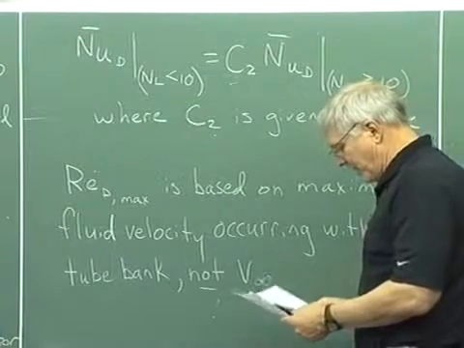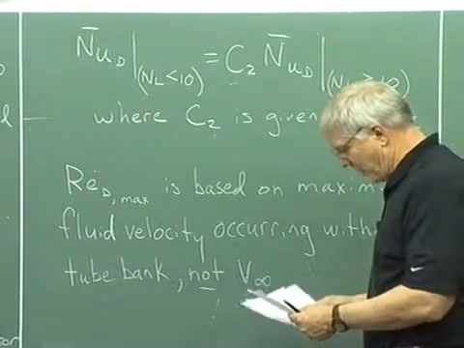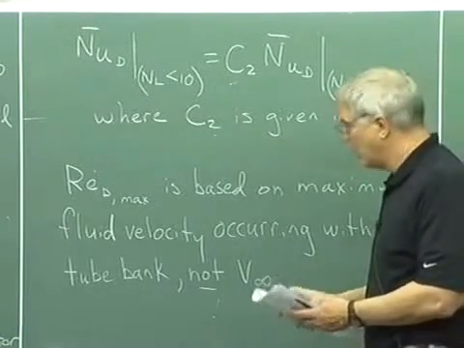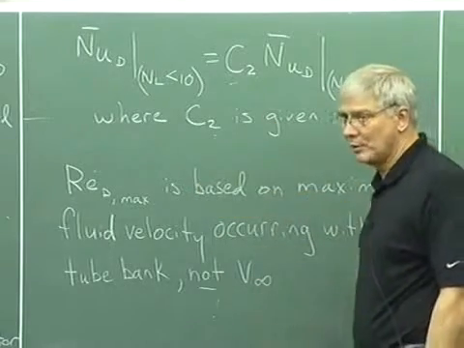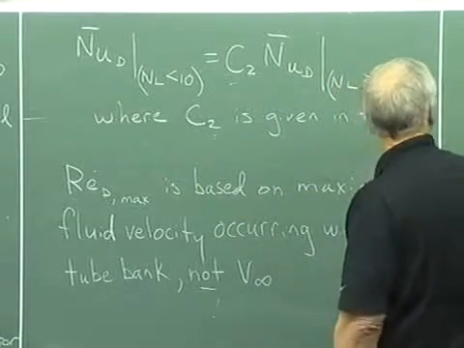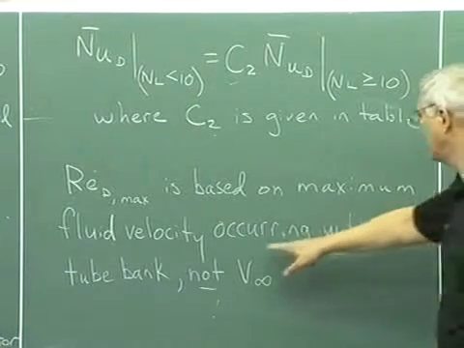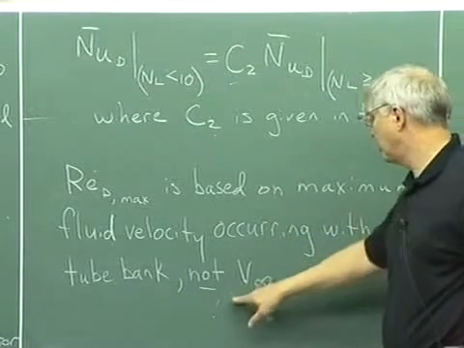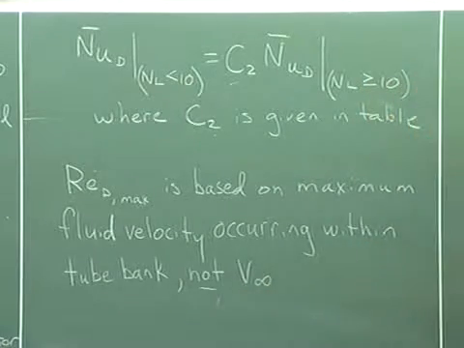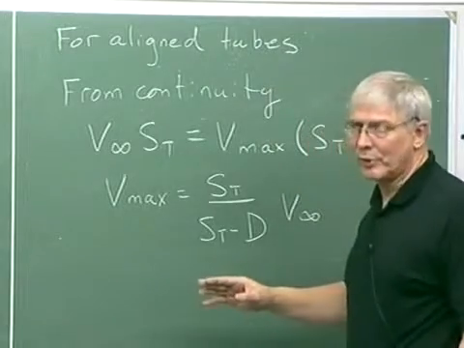Okay, the next step is we need to find out what the maximum velocity is so that we can calculate the Reynolds number in our Nusselt equation. First, the Reynolds number is based on the maximum fluid velocity occurring within the tube bank, not V infinity. So let's talk about the aligned tubes first.